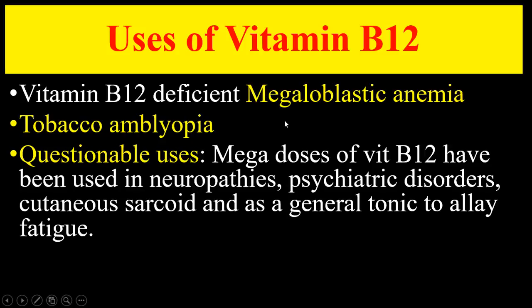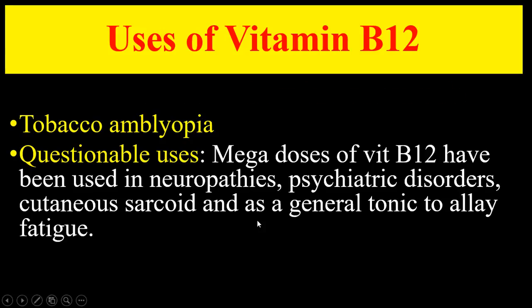So uses of vitamin B12: megaloblastic anemia, and tobacco amblyopia is another condition. And other questionable uses are where we use a mega dose of vitamin B12 in neuropathies, psychiatric disorders, cutaneous sarcoid, and as a general tonic. One is megaloblastic anemia, we understood. Tobacco amblyopia is another condition we have to remember, and for the other questionable uses, sometimes it works and sometimes it does not. If it is due to vitamin B12 deficiency, then it might work, otherwise it does not.